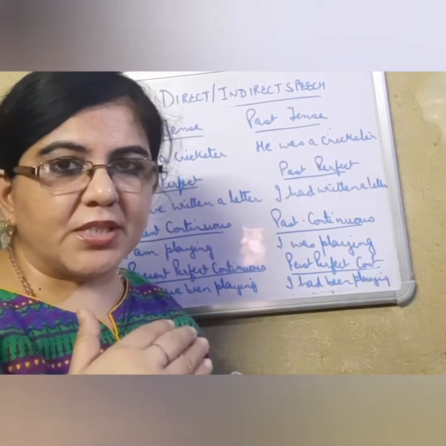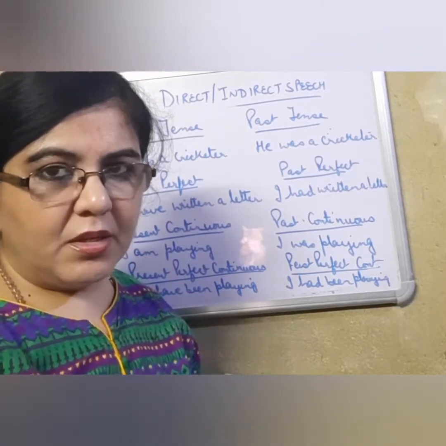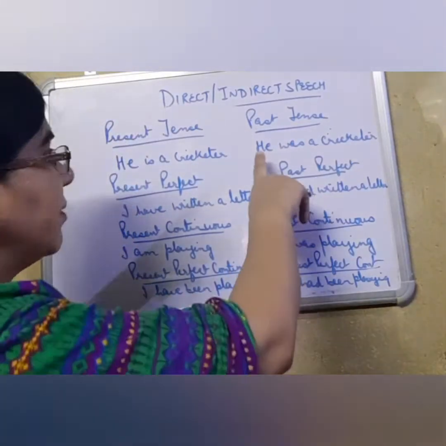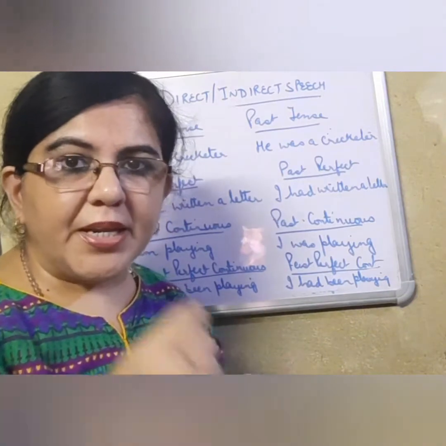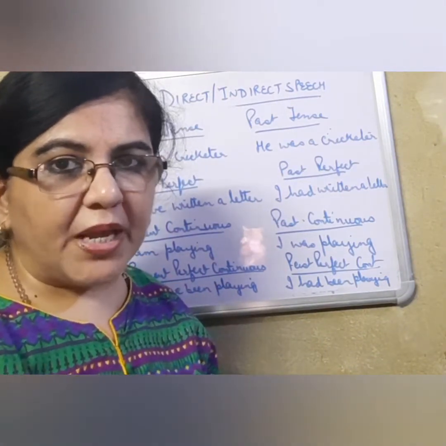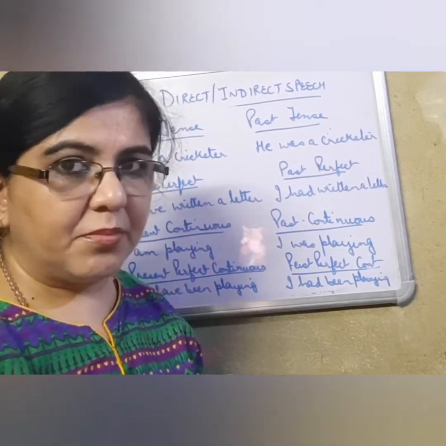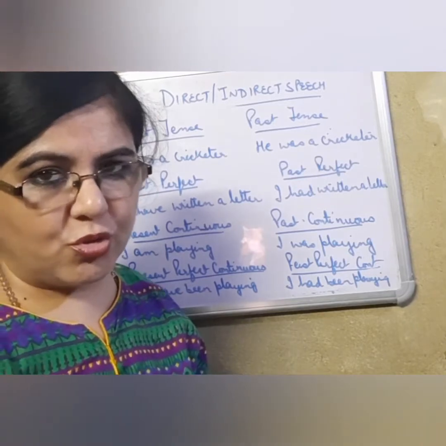And if suppose there is a simple past tense, you have to convert it into past perfect. Like simple past, he was a cricketer. So in past perfect, you will be writing he had been a cricketer. So how we will be applying all these in our direct and indirect speech, this is quite important to note.